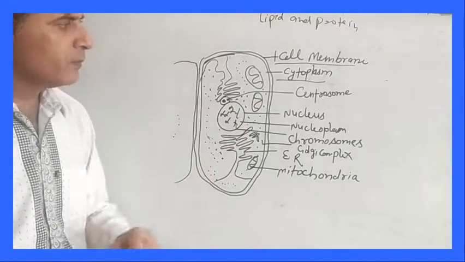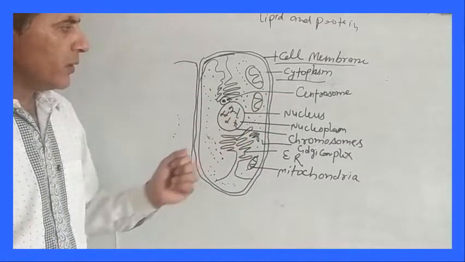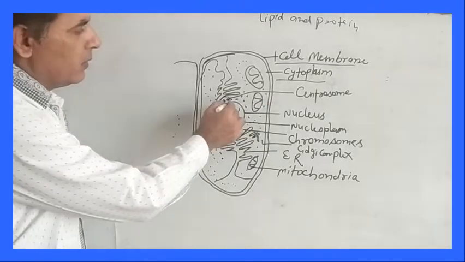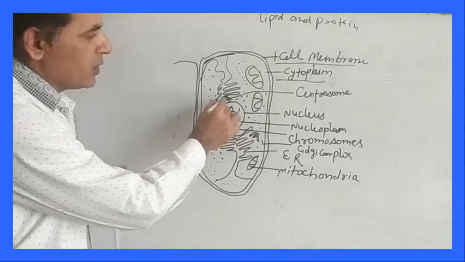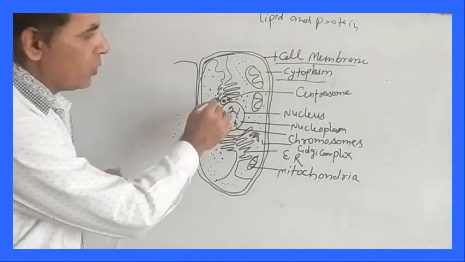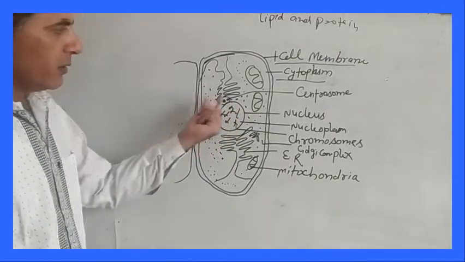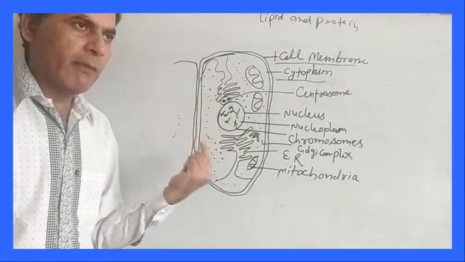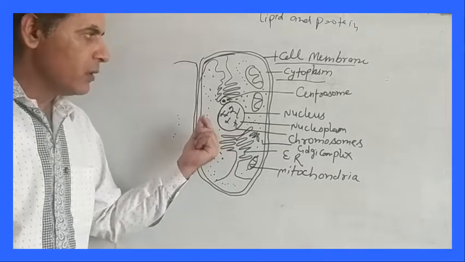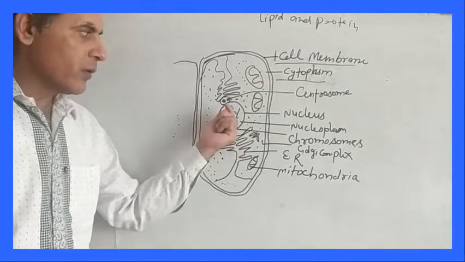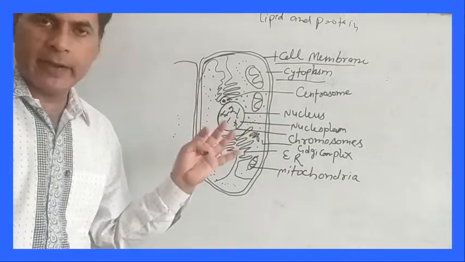Now the centrosome. Centrosome is located near the nucleus, and it is responsible for cell division. You can see the dot-shaped structure. This structure is responsible for cell division. A parent cell can divide into daughter cells because of the centrosome. Centrosome helps the cell to divide.